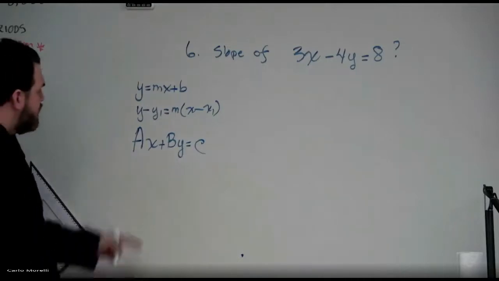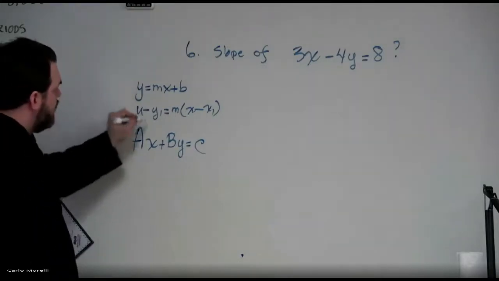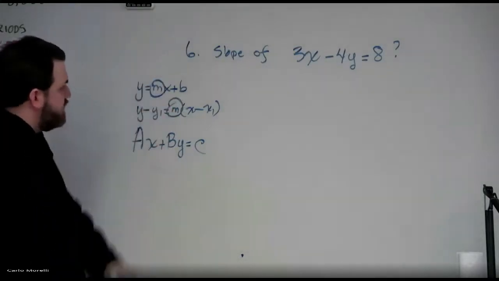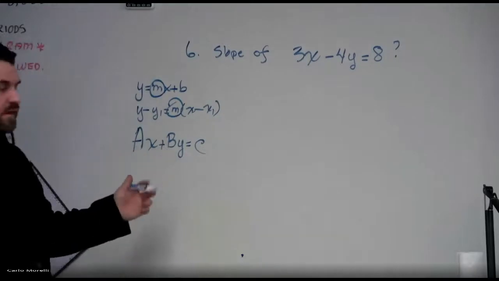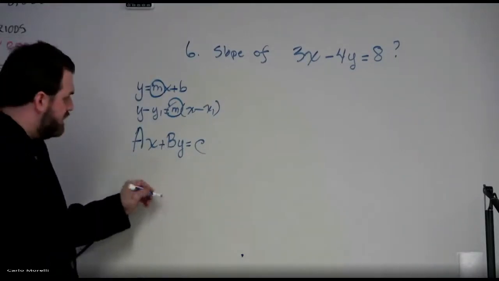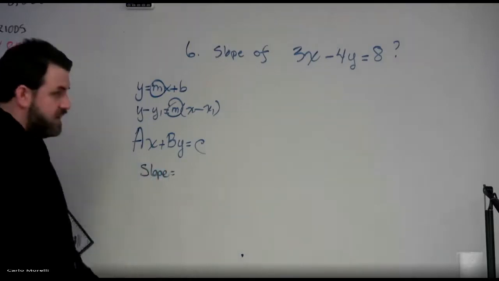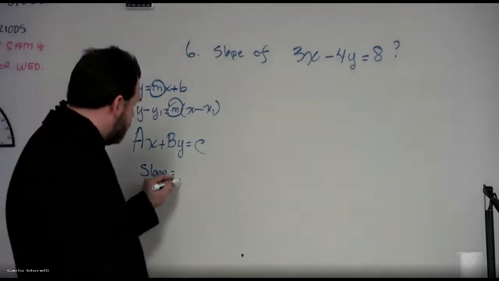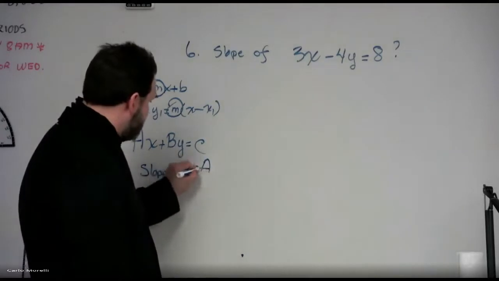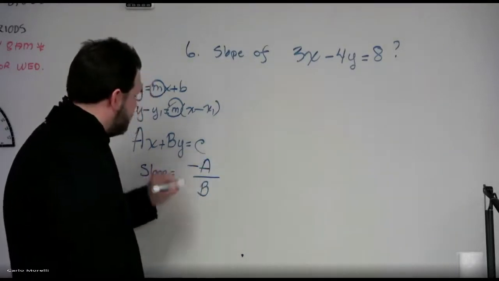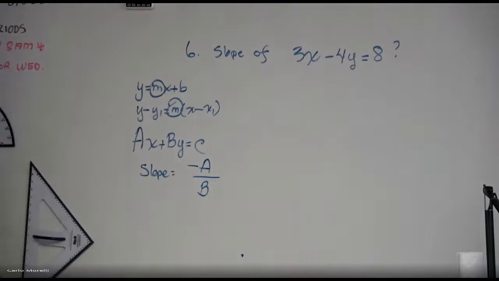Yeah. So in these 2 equations, the slope is given to you. You see it's m. M is slope. But here you have to calculate it. So slope in standard form, you have to write this down. The equation is -a over b. It's not that hard. -a over b.